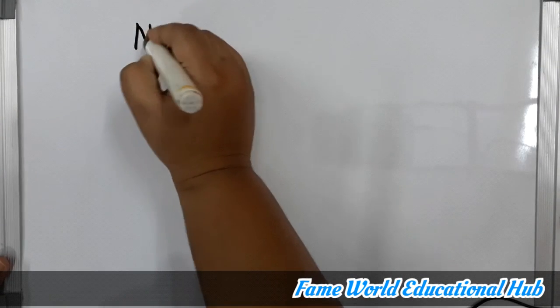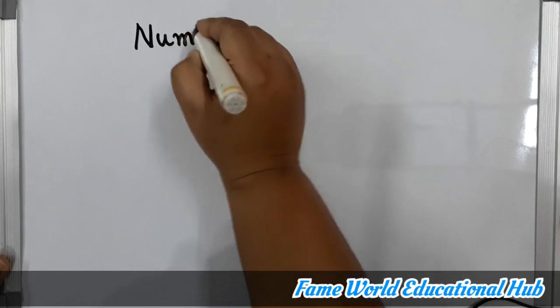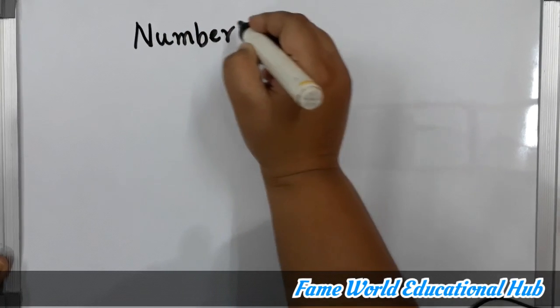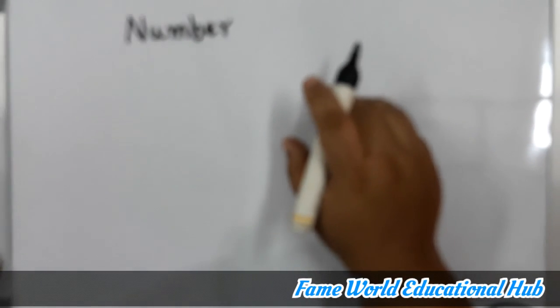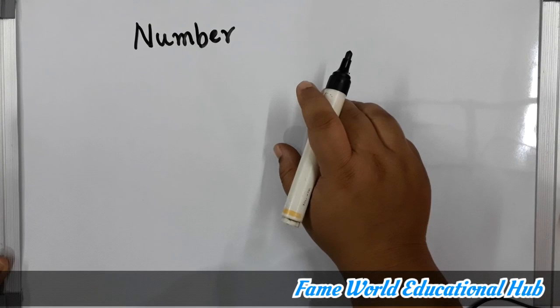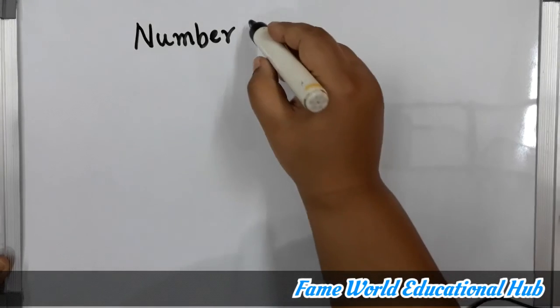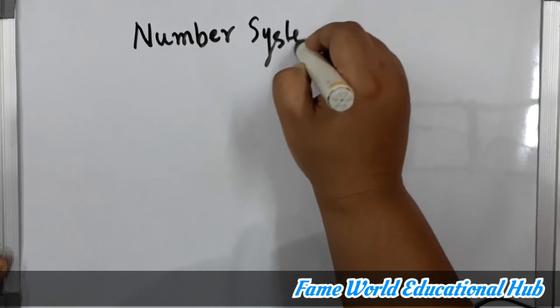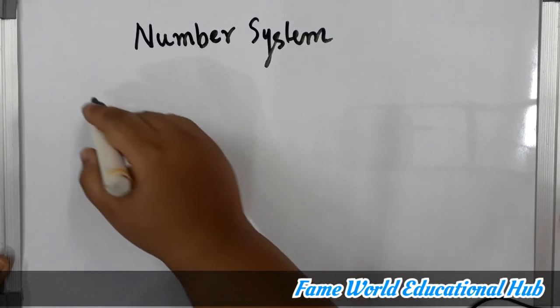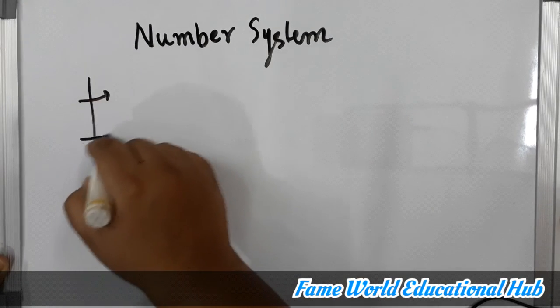Today the topic I am going to discuss is the number system. The number system is a very important chapter, and in many schools and colleges it is there in computers. When we are talking about number system, it is basically of four types.